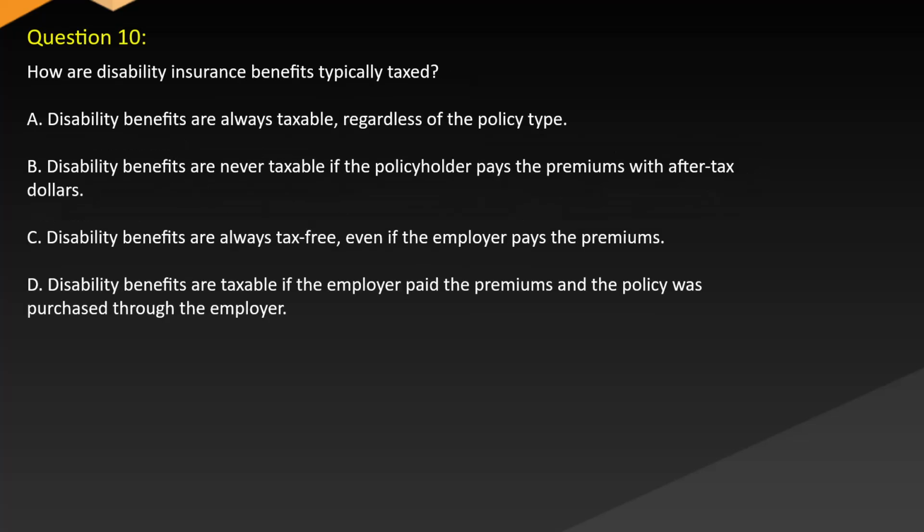Question 10. How are disability insurance benefits typically taxed? A. Disability benefits are always taxable regardless of the policy type. B. Disability benefits are never taxable if the policyholder pays the premiums with after-tax dollars. C. Disability benefits are always tax-free even if the employer pays the premiums. D. Disability benefits are taxable if the employer paid the premiums and the policy was purchased through the employer.